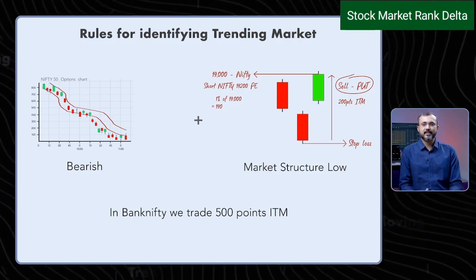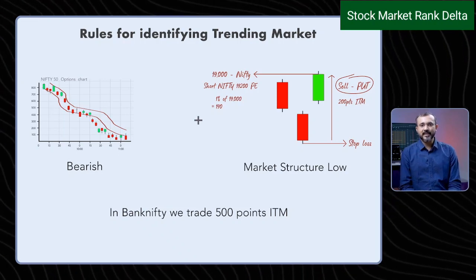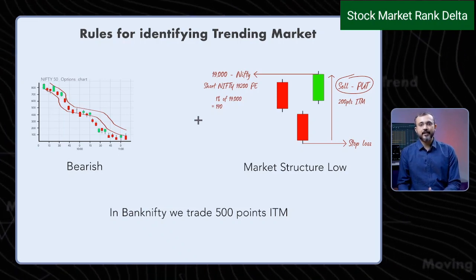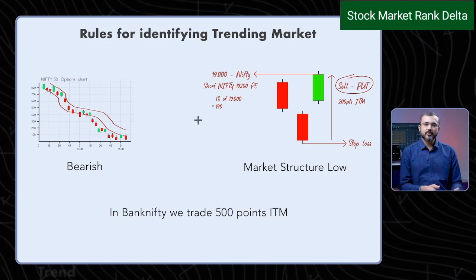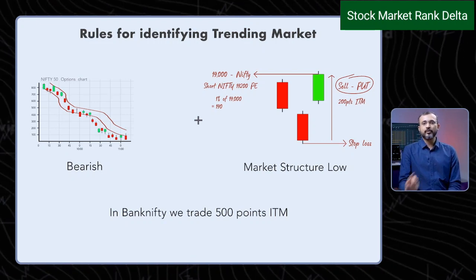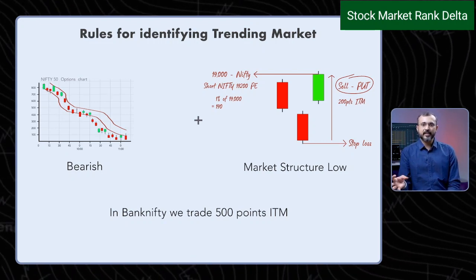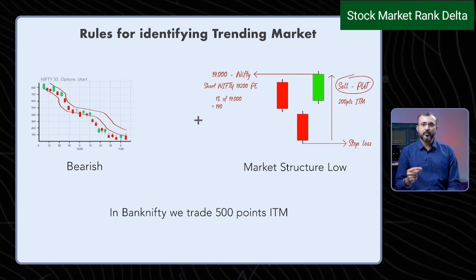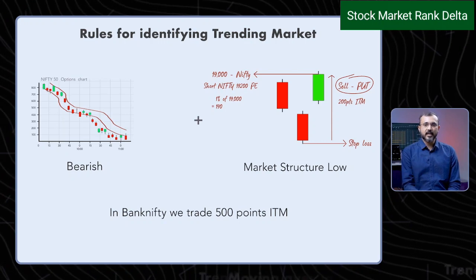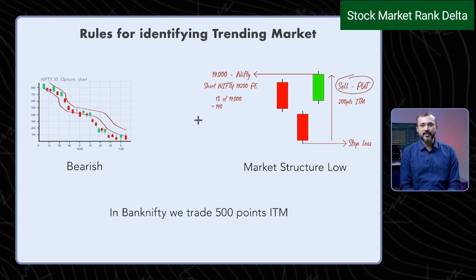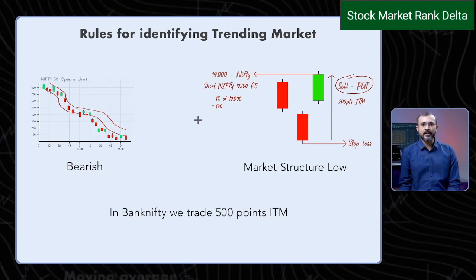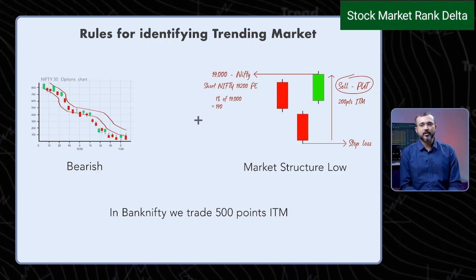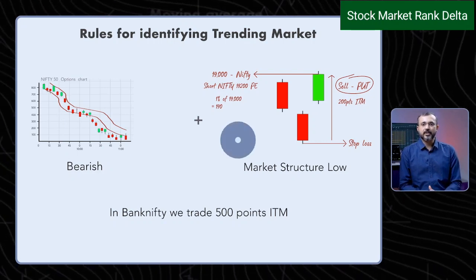Very straightforward and simple. So 200 points in the money is the 18,800 call. We short the 18,800 call, and when do we short it? We come to the 15-minute chart of the 18,800 call. We change the time frame to 15 minutes, trade the market structure high below the moving average, and hold on to that trade till the time the price is trading below the moving average on the option chart.